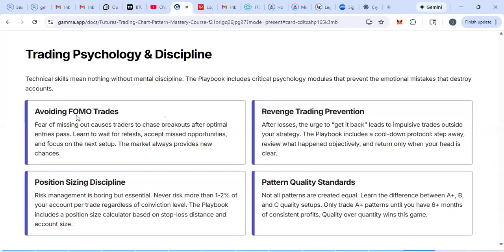So no revenge trading. You ain't going to get it back. The market is unforgiving. It's going to continue kicking your ass, point blank, period. The best thing you can do is take a deep breath, sit down for a while, recalibrate your mind, and then get back into it.